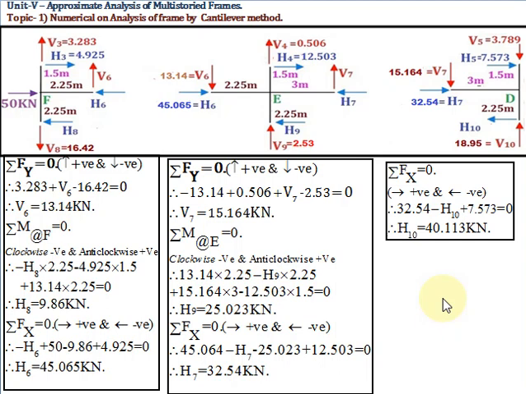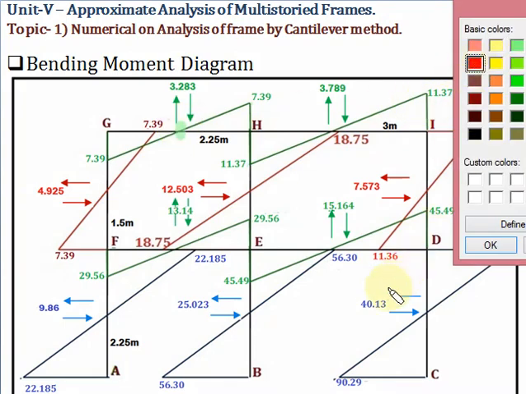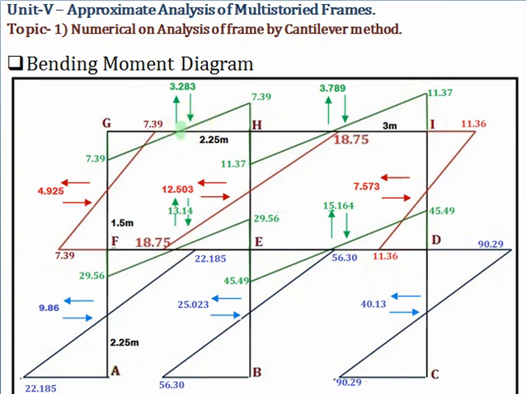As we know the forces, the next and final step is the bending moment diagram. Here, for the beam we have to consider the vertical member, and for the column we have to consider the horizontal member. So this is node number 1. This is node number 2. Node number 3, 4, 5, 6, 7, 8, 9 and 10.